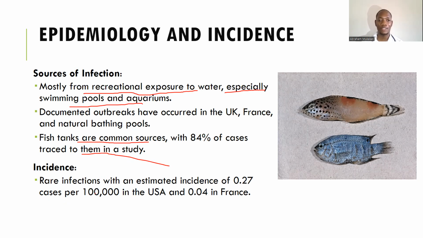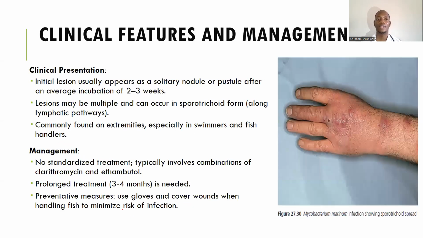So the incidence of this infection is estimated to be around 0.2 cases per 100,000 people in the US, but in France it's a little bit lower at 0.04 per 100,000. So still in the clinical picture, someone will have lesions such as a solitary nodule or pustules, which will now evolve after an incubation period of about 2 to 3 weeks. And someone can have either single lesions or multiple lesions that usually follow a sporotrichoid pattern moving along lymph nodes, and most commonly found on the extremities.